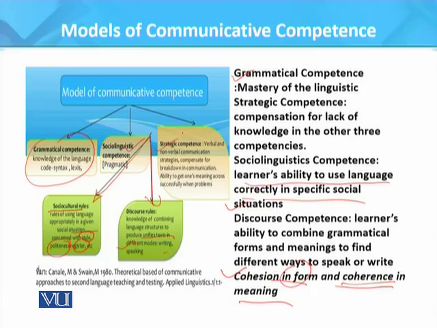Then you have strategic competence, which basically refers to compensation for lack of knowledge in the other three competences, where the expression or the input breaks down due to some lack of linguistic information or some other lacking in any of these three competences. So if there is any shortfall, then strategic competence comes in and helps and facilitates the fulfillment of language function or language expression.